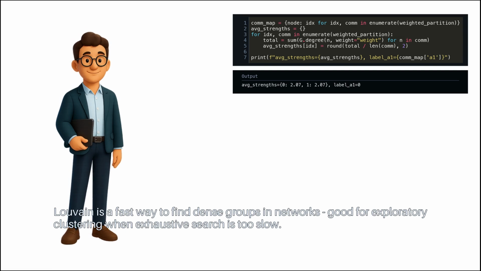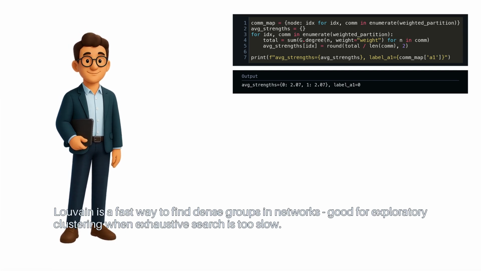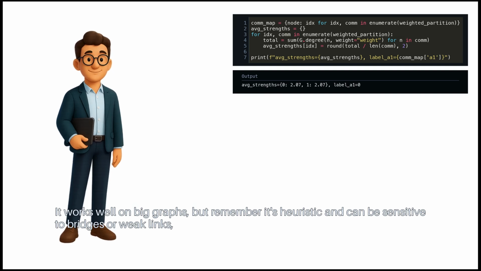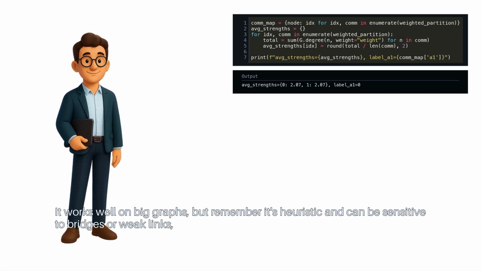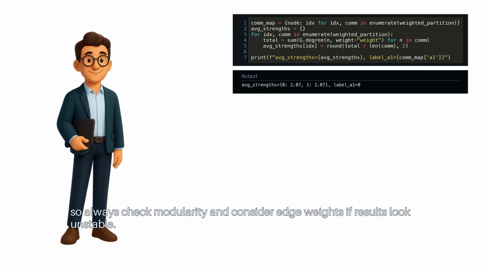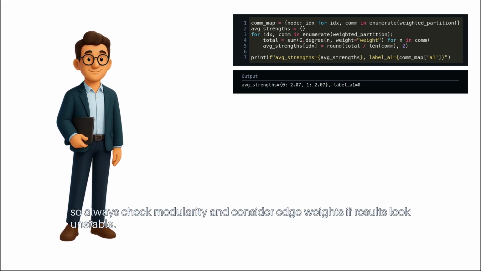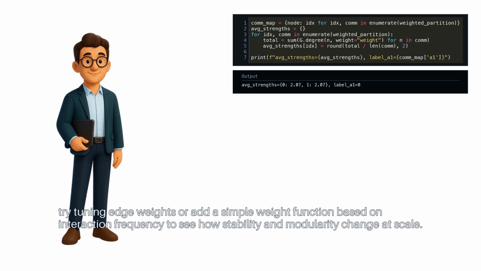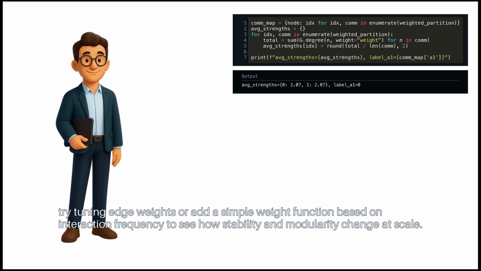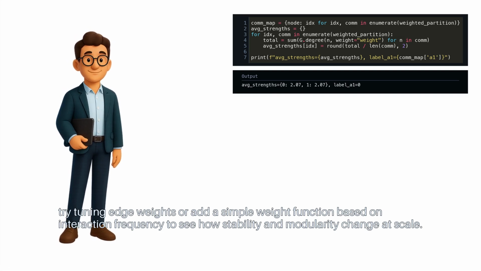Louvain is a fast way to find dense groups in networks, good for exploratory clustering when exhaustive search is too slow. It works well on big graphs, but remember it's heuristic and can be sensitive to bridges or weak links, so always check modularity and consider edge weights if results look unstable. Next step, try tuning edge weights or add a simple weight function based on interaction frequency to see how stability and modularity change at scale.